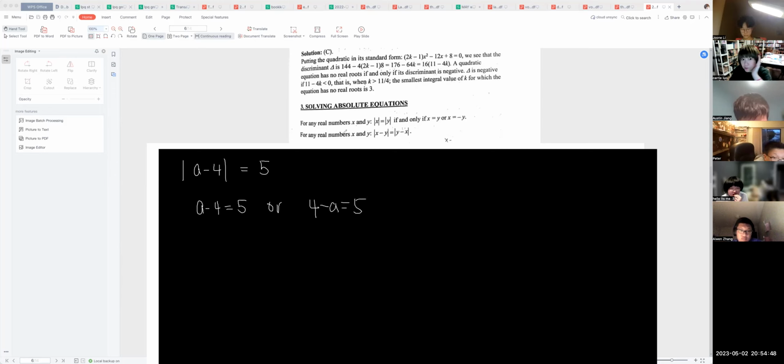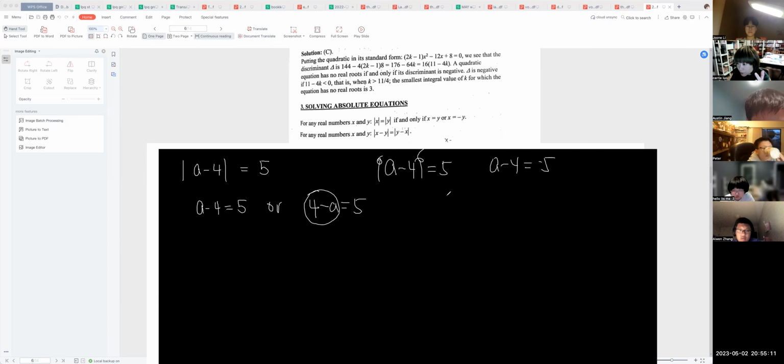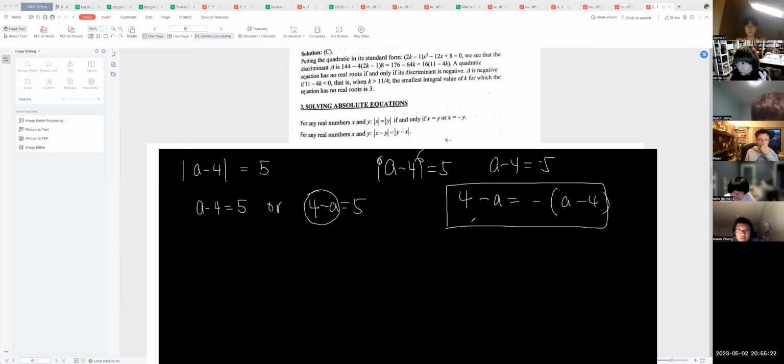I don't want you to do this. June, look at me. I want you to keep this method in your brain, because at school the teacher will teach you a minus 4 equals 5, or a minus 4 equals negative 5. Actually, this is straightforward, but not the perfect one. I want you to be able to switch the inside to make it negative. So 4 minus a equals what? Negative a minus 4. Get it? This is very important.